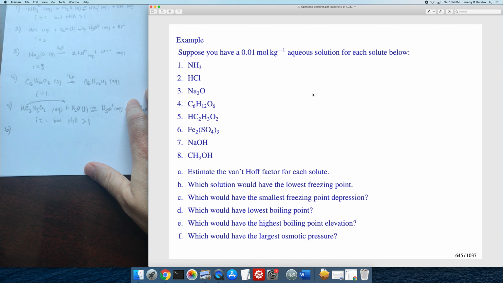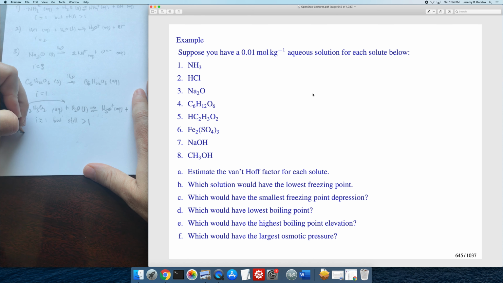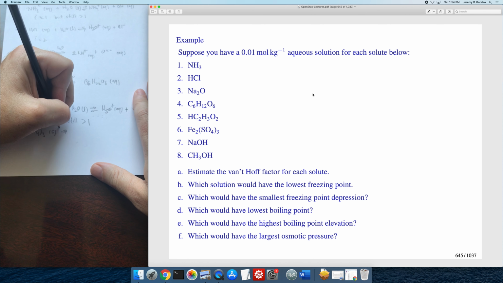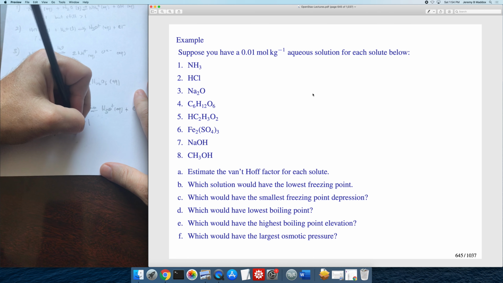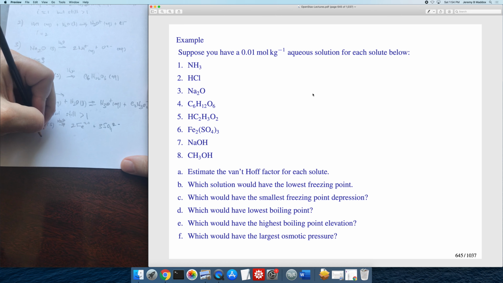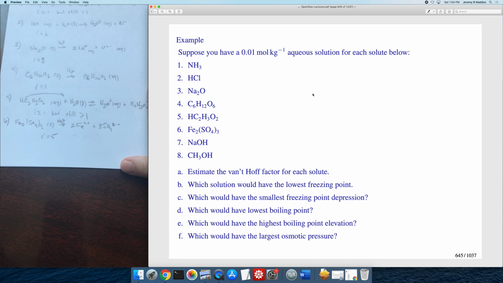For 6, we've got iron(III) sulfate, which is going to be very soluble in water. You're going to have 2 irons and 3 sulfates. So i here is going to be 5. We've got 5 ions dissolved for every formula unit that dissolves.